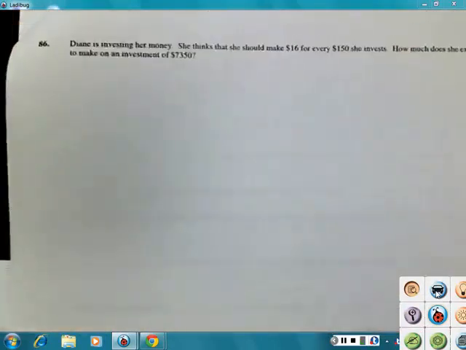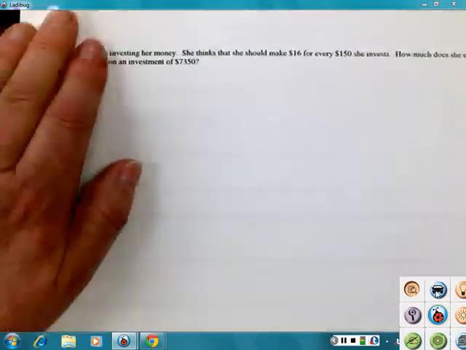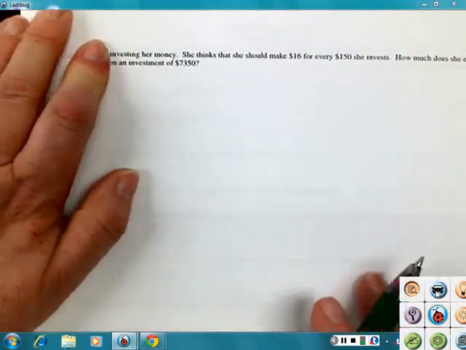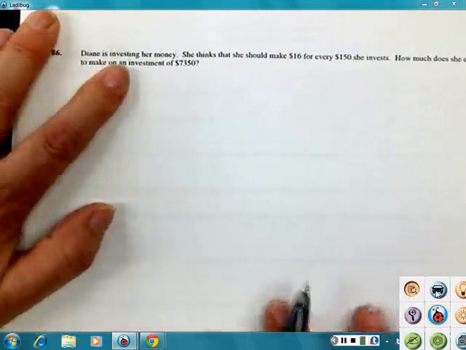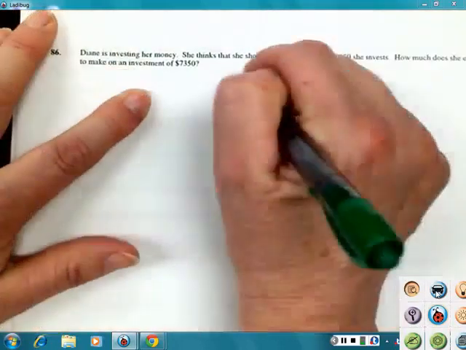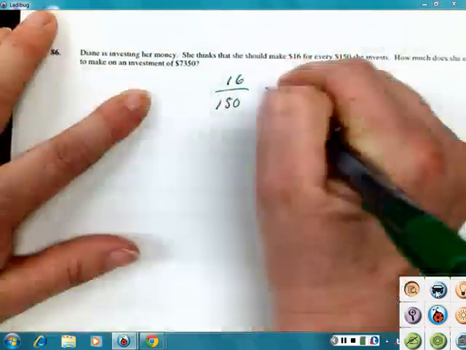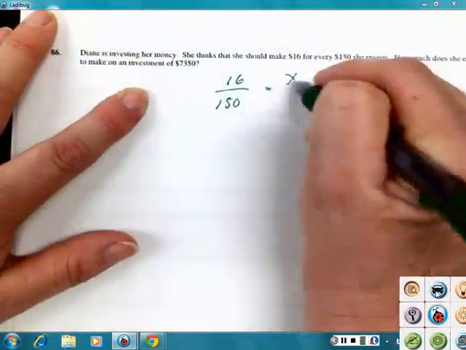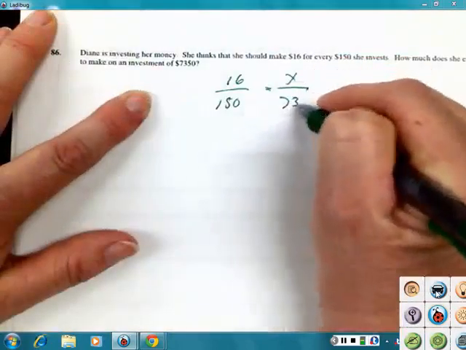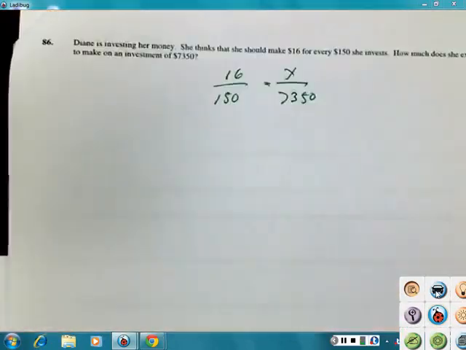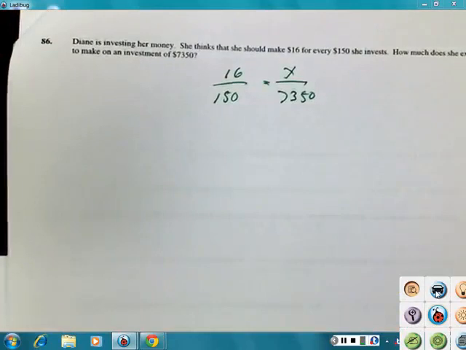And the last one, 86. It says Diane is investing her money. If we get it on the screen where you can see it. She thinks that she should make $16 for every 150 she invests. So 16 over 150. And still x over $7,350. So how much should she expect to get if she does this?